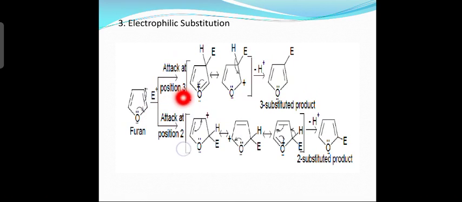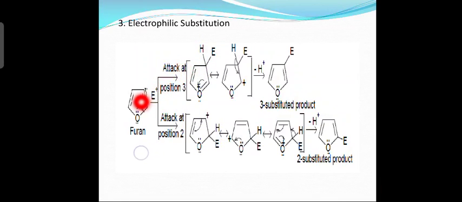You can see here attack at position 3, how it takes place. Now in order for electrophilic substitution you should have a negative center, right? Why negative center? Electrophile is positively charged. How does the third position get a negative center? This pi electron gets shifted over here, so that this carbon is negatively charged. Since this becomes negatively charged, electrophile will attack, so that you get a new bond formed here.